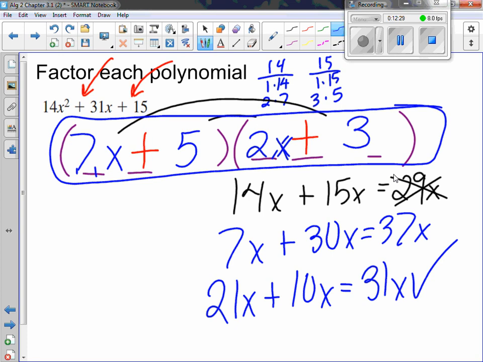Sometimes it will take more than one check to see if it's correct. Now, the more of these you do, the easier it's going to be to see which ones are right, which ones you think are most likely going to be right. And it'll be easier to pick up on it as we do more of these. Any questions on how we did this one here?